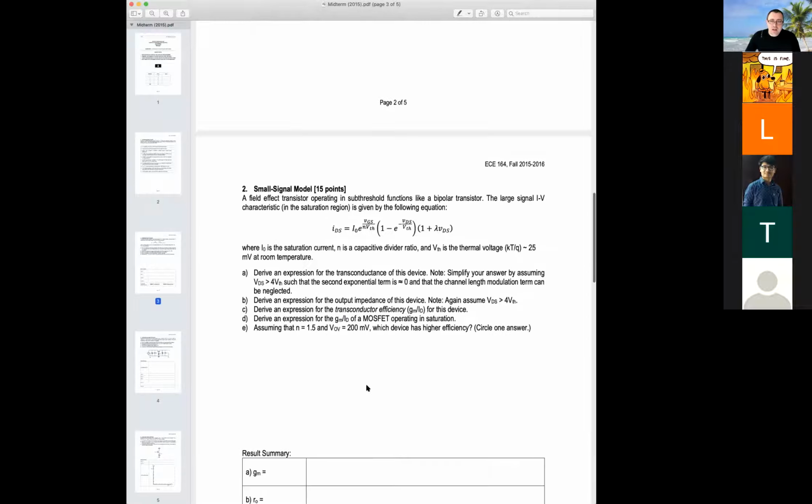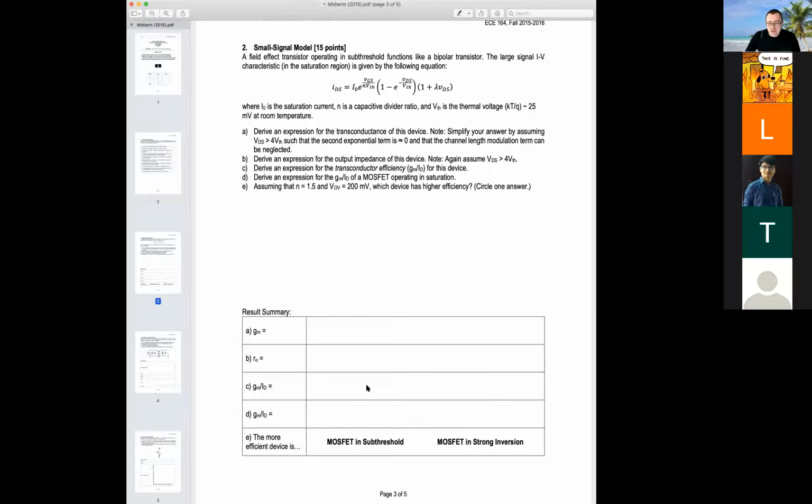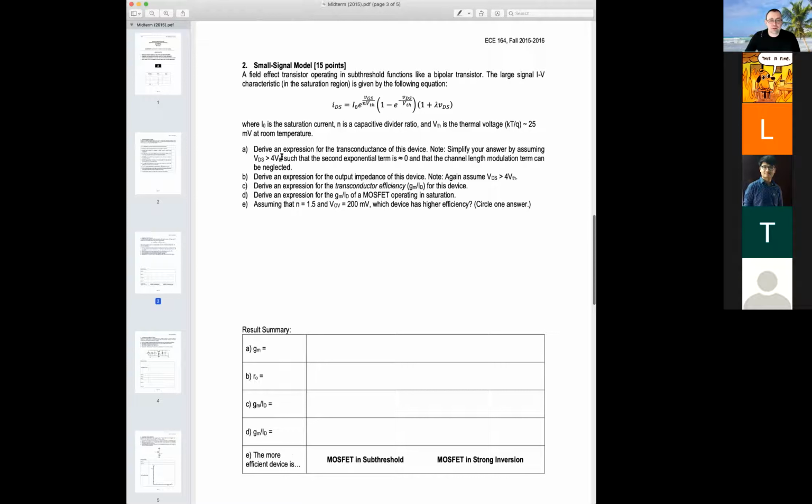All right, and then there are just going to be 2 questions that are a little bit more in depth about one particular problem in the material. For example, I think we did this one a few weeks ago where we calculated the transconductance of this device. We calculated the output impedance. We then derived an expression for the transconductance efficiency. And then we did the same thing for a MOSFET and went through this.